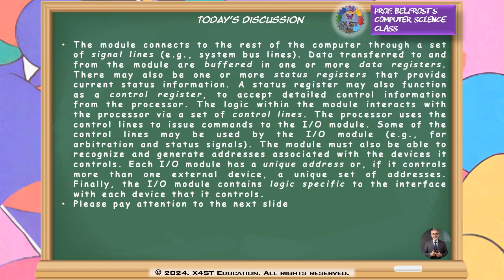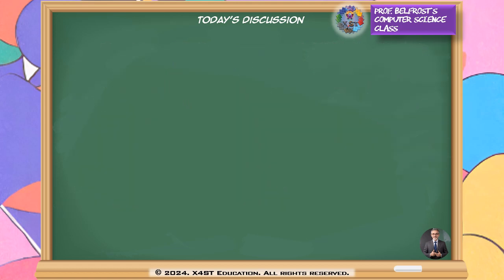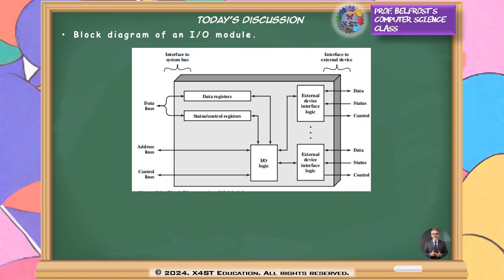I want you to pay attention to the next slide. This is the block diagram of an I/O module. This is the general picture, and it is also your third assignment. I want you to describe this as well as possible. Certainly, you will need to find more information in other literature that is not given here.